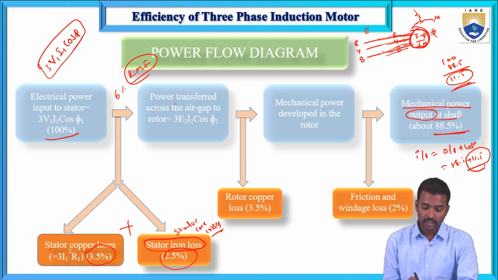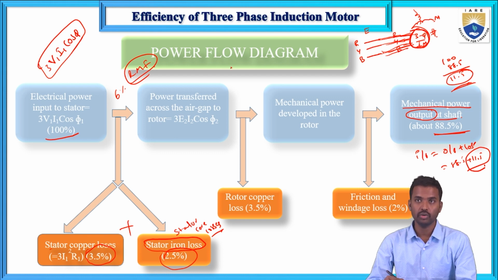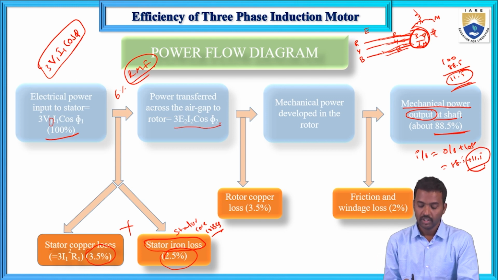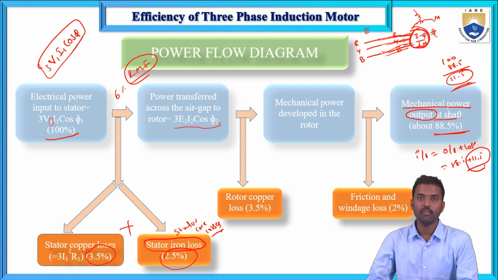So now that energy, this power, is transferred across the air gap to the rotor input. The rotor input formula is 3 into I2 into E2 into cos phi. Here suffix 1 indicates the stator and suffix 2 indicates the rotor.